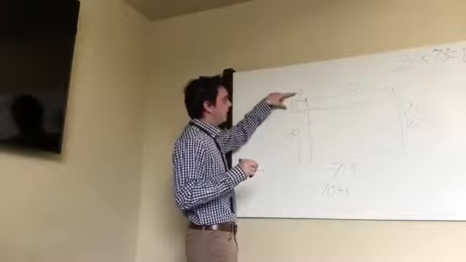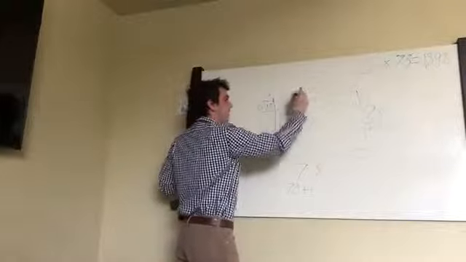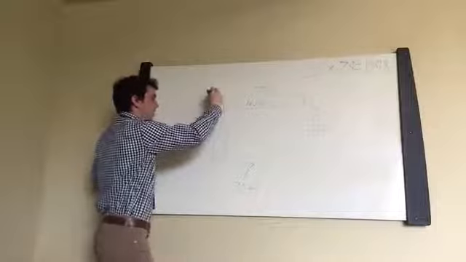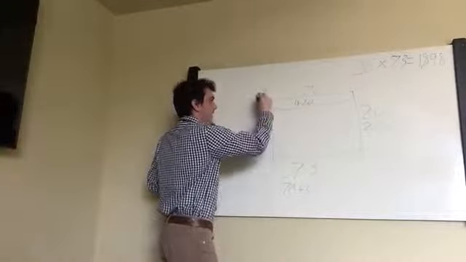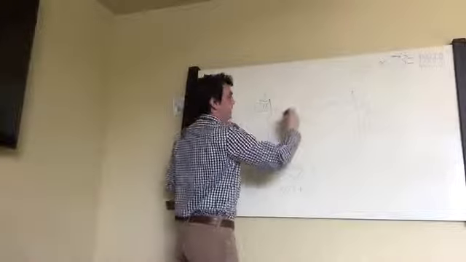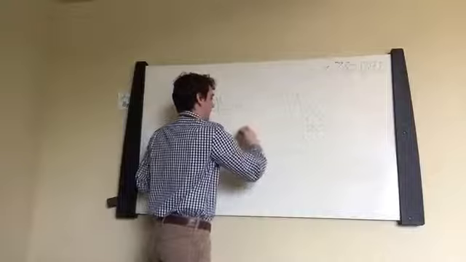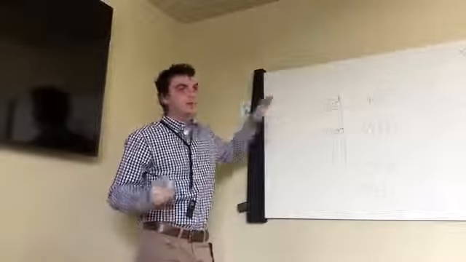So we start off with our ones digits, 3 and 6 gives us 18. Now 6 and 70 is 420. 3 and 20 is 60. And 20 and 70 is 1,400.